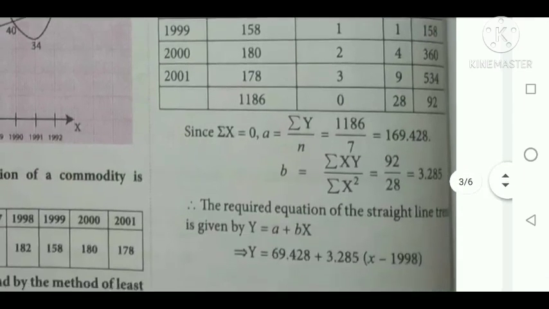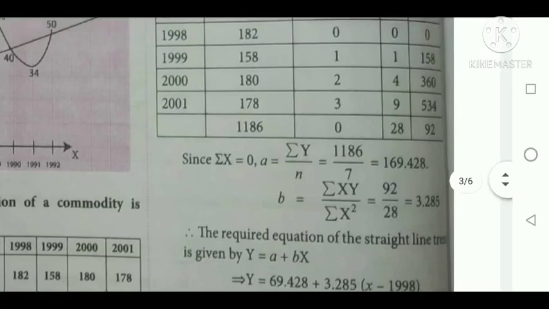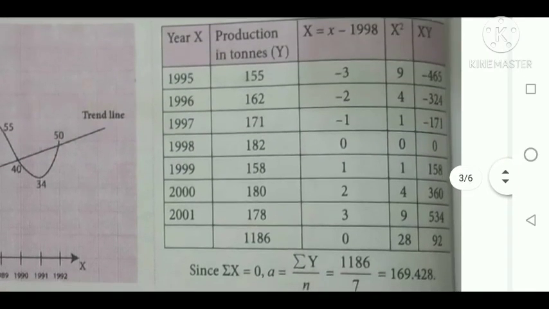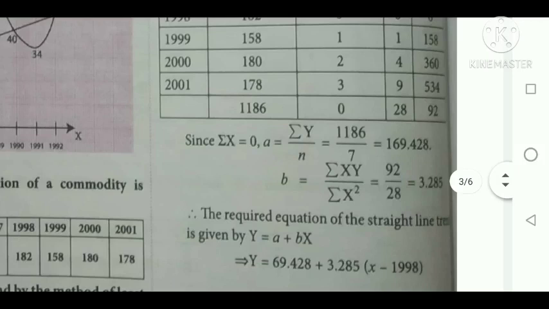Okay, now apply the formula. Here sigma X equal to 0. Sigma X is nothing but summation of X, and summation of X square is 28. Summation of XY, that is you add all those things, you are getting 92. Okay, write sigma X equal to 0 and a equal to summation of Y by n. This is the formula for finding a.